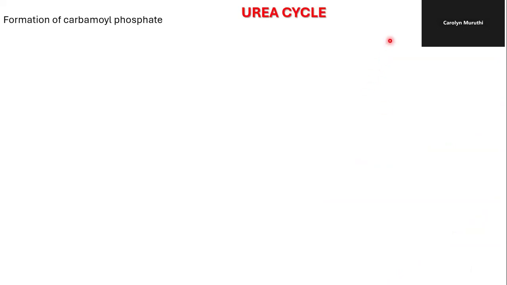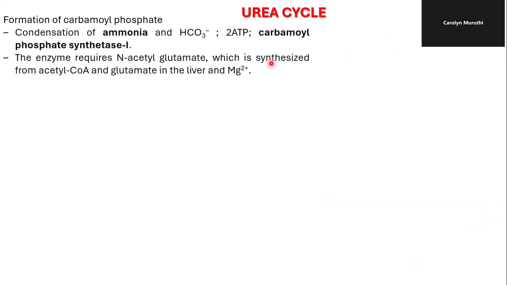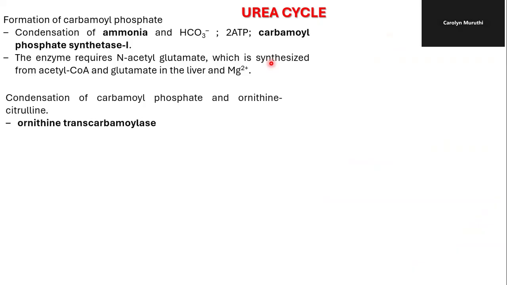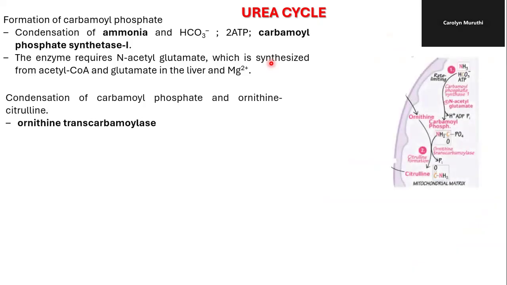So let us look at the urea cycle. When you're talking about the urea cycle, this occurs in the liver, and it occurs both in the mitochondria and also the cytosol. And we have the first step, which is the formation of carbonyl phosphate, and it's a condensation reaction of ammonia, bicarbonate, and 2 ATP molecules. So when these three compounds combine, they form carbonyl phosphate.